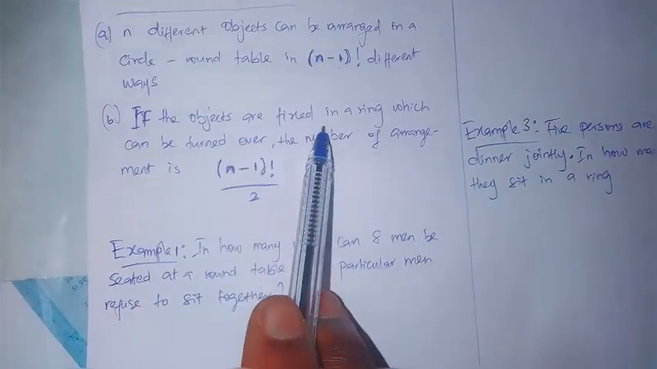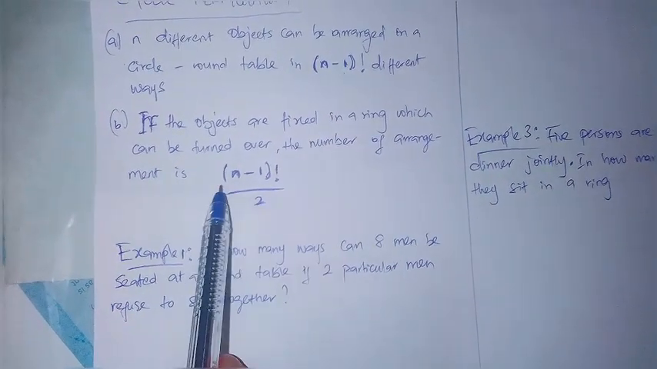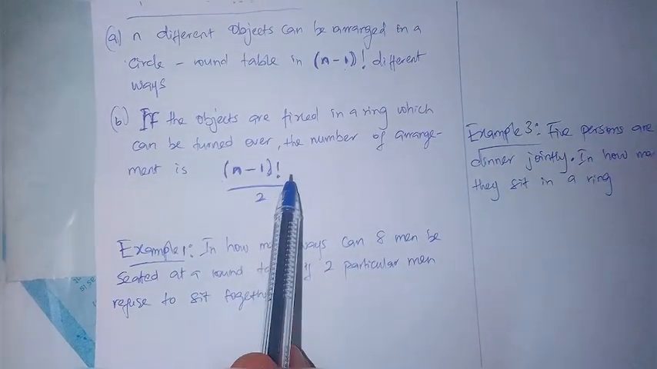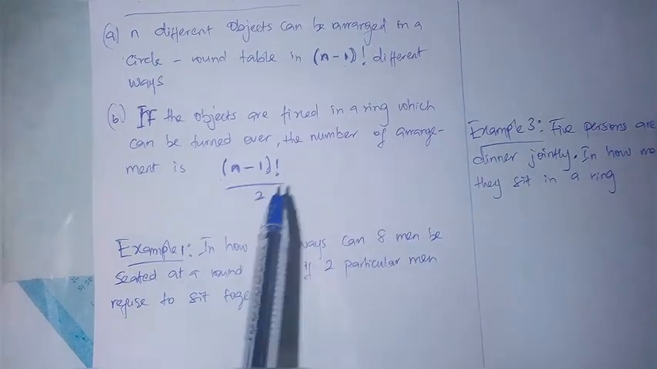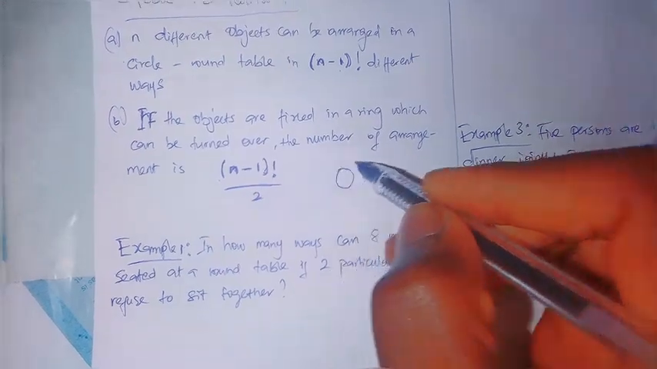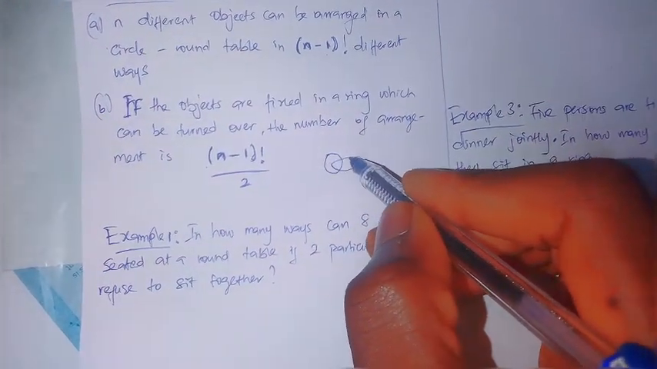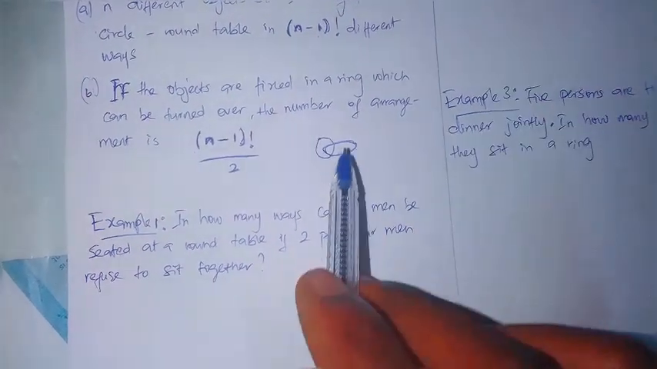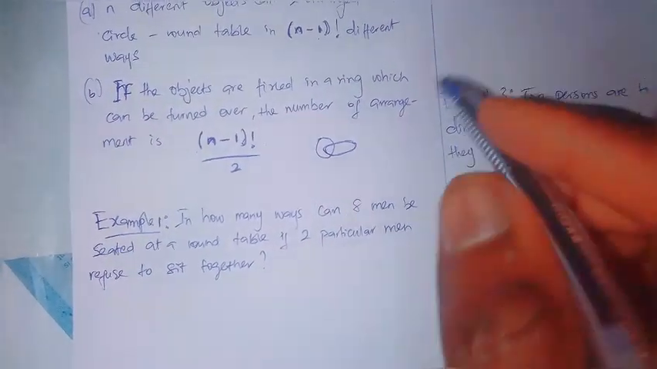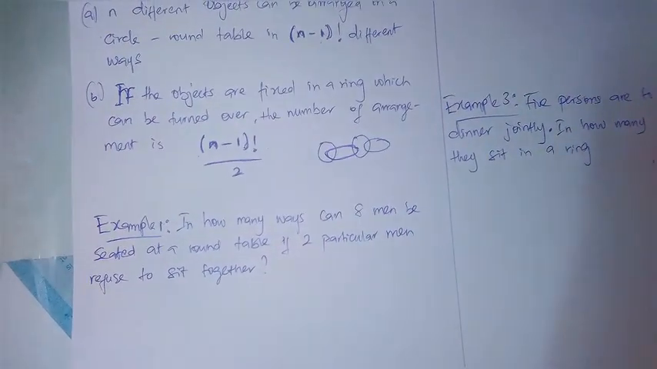If the objects are fixed in a ring, which can be turned over, the number of arrangements here is (n-1)! over 2. Just like our ring, we have our ring to be circle-like in nature, but facing two different positions, facing two different ways. And that continues the chain of what a ring relatively is.